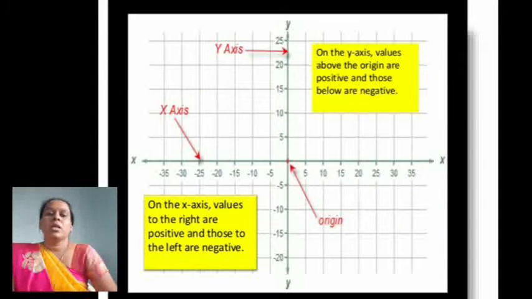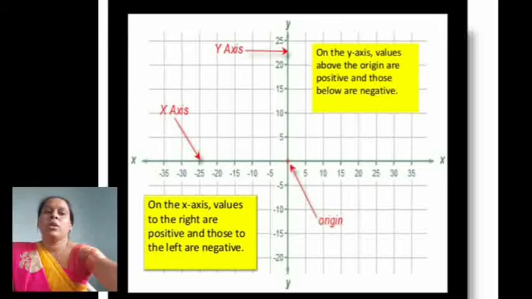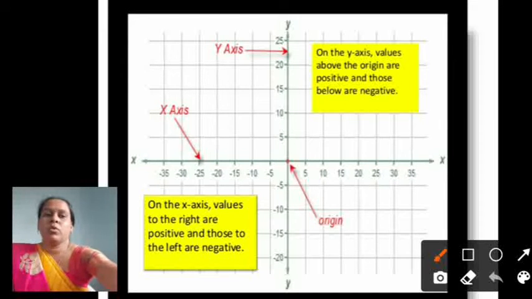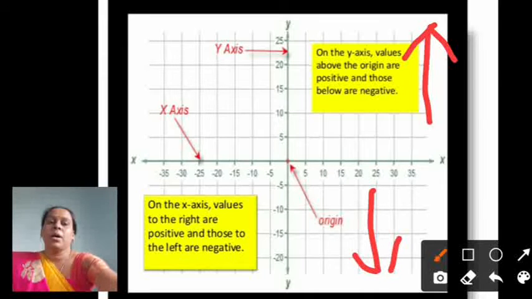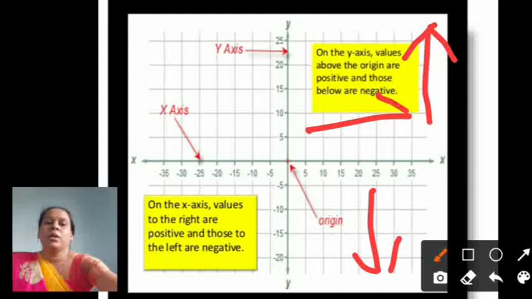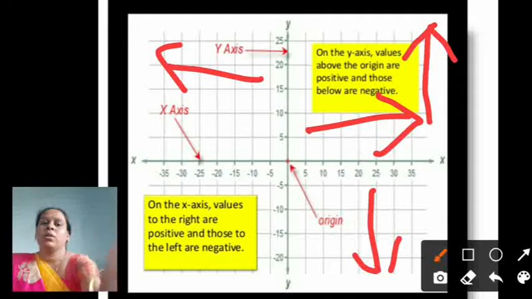Now if you consider the x-axis, then the values above the x-axis, all these values on the above side are positive, and if you consider the values below the x-axis, all these values are always negative. Similarly, if you consider the y-axis, then on the right side all the values are positive, and on the left side all the values are negative here.